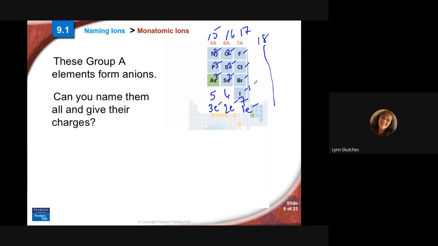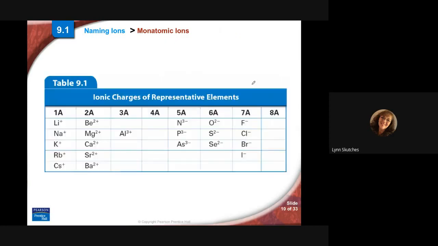And so their names are easy, right? Phosphide, nitrogen becomes nitride, arsenic becomes arsenide, oxygen is oxide, sulfide, selenide, chlorine becomes chloride, fluorine becomes fluoride, bromine becomes bromide, iodine becomes iodide. Hopefully that's not too bad.